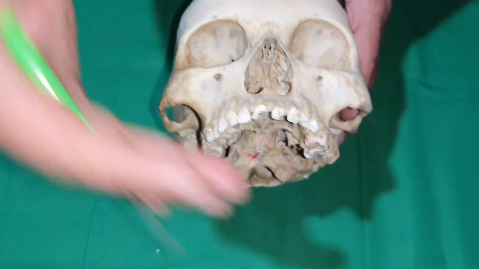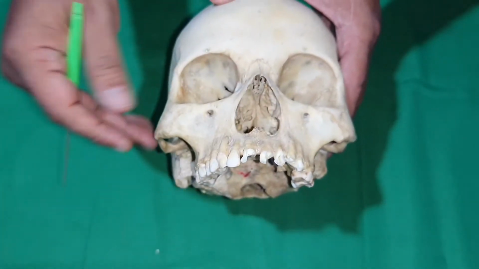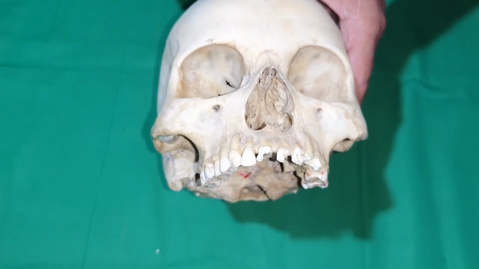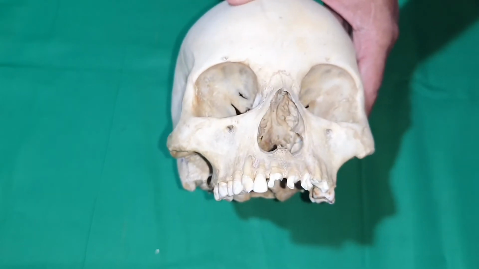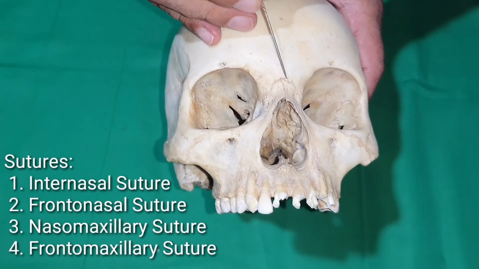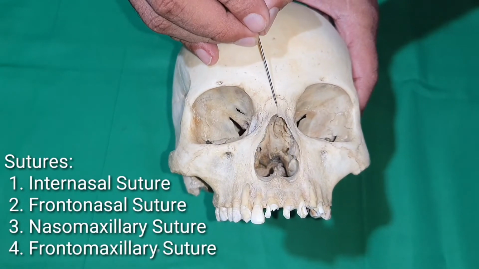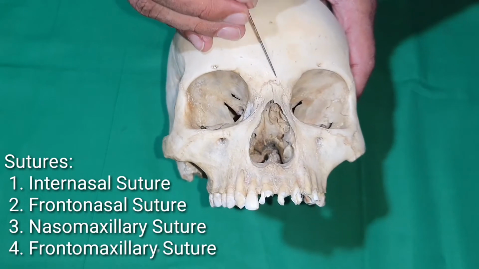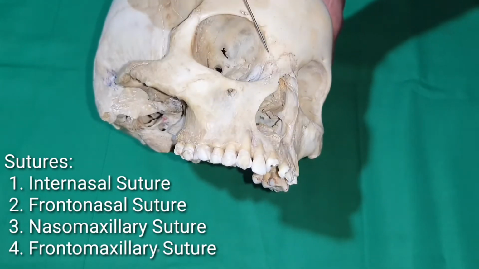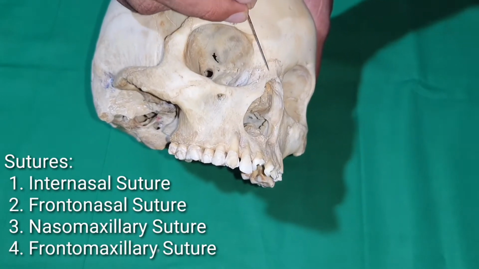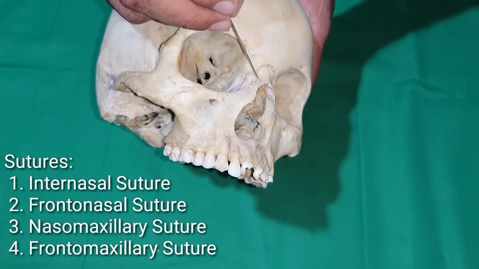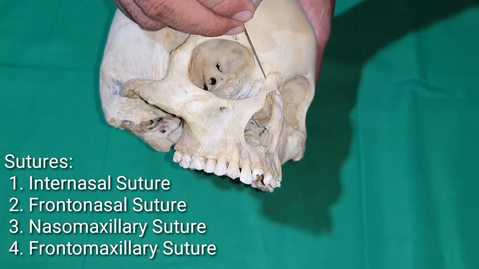Apart from this, there is the mandible bone, which lies over here and forms the lower jaw part. So the sutures which we encounter in the norma frontalis are, first, the internasal suture between the two nasal bones on either side. Then you have the frontonasal suture between the frontal bone and the nasal bone. Then this one is the frontal process of the maxilla, so you have the nasomaxillary suture over here.